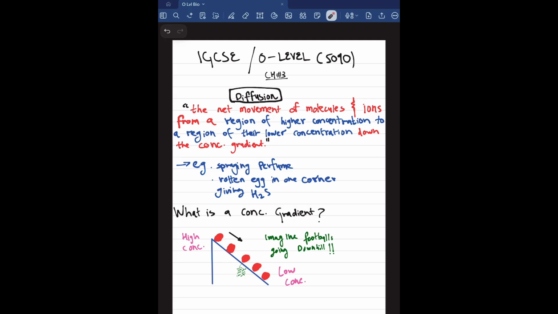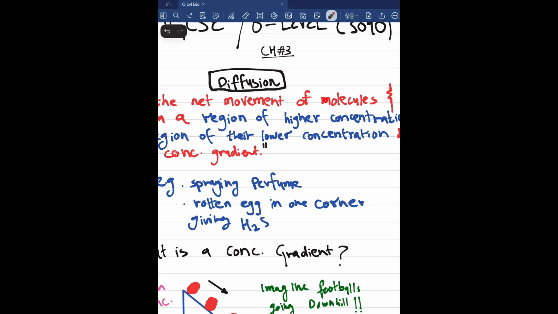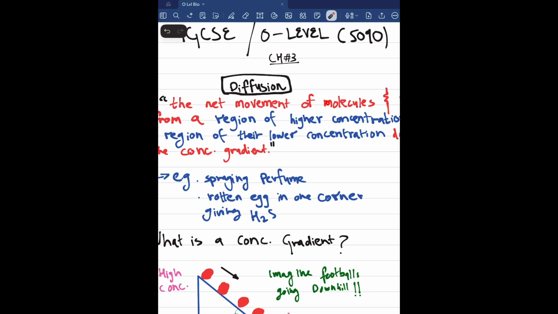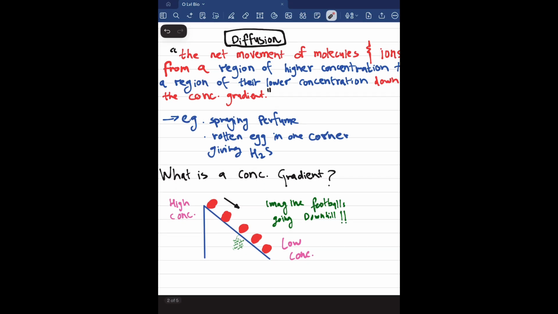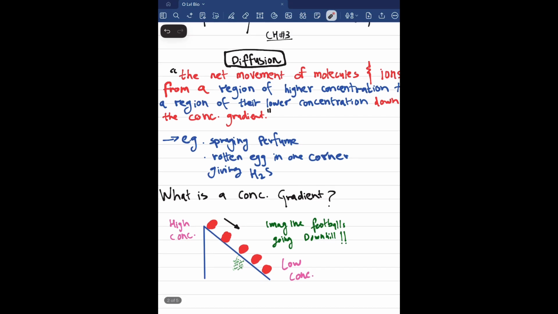So, by definition, diffusion is basically the net movement of molecules and ions from a region of high concentration to a region of lower concentration, down the concentration gradient. Up till now, it might sound like words to you, but let me break it down. The net movement of molecules and ions from a region of higher concentration. So, what do you mean by a region of higher concentration? And what is our concentration gradient?